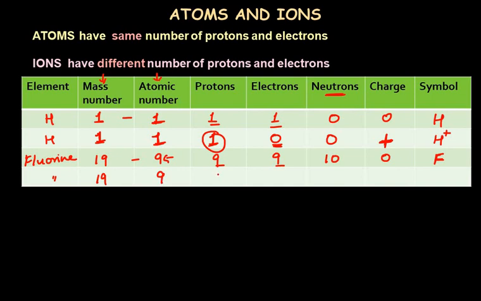Now let's again take the same example of fluorine with the mass number 19 and atomic number 9. So again the protons are 9 only. We can always remember one point, that the proton number of an element will never change. If fluorine has an atomic number of 9, the number of protons is always going to remain 9. Proton number does not change for an element, but electron number may vary.